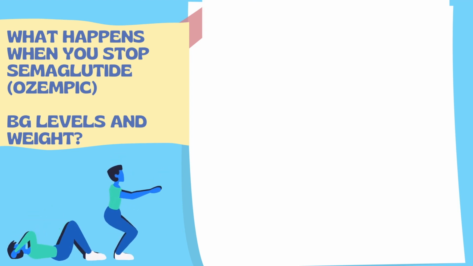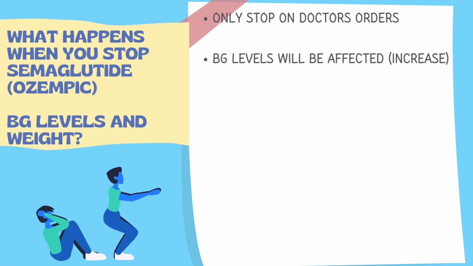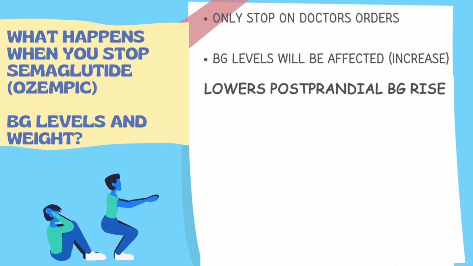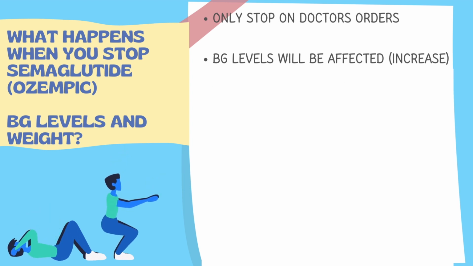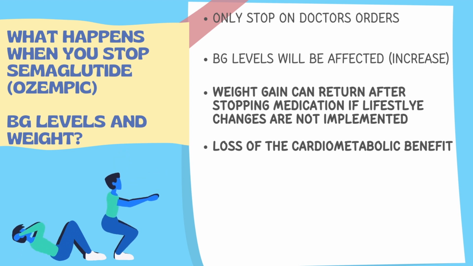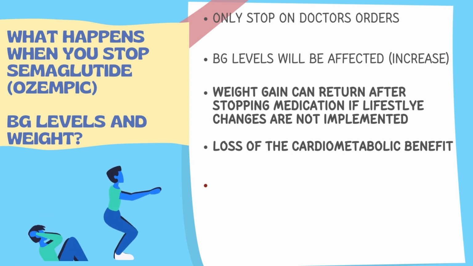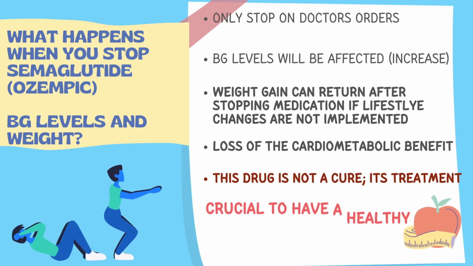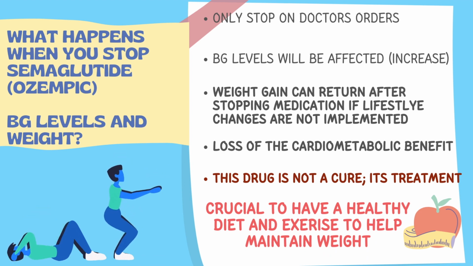Here's another question. What happens when you stop semaglutide or Ozempic? What happens to the blood glucose levels, and what happens to the person's weight? First and foremost, only stop on the doctor's orders. Generally, if it's stopped, the blood glucose levels will be affected and likely will increase. Remember, semaglutide helps in reducing the postprandial blood glucose rise. So after we eat, this drug plays a key role in reducing that spike in blood glucose. Weight gain can return after stopping the medication, especially if lifestyle changes such as diet or exercise are not implemented. And remember, this class of medication can also have cardiovascular benefits, and by stopping the medication, you're losing the cardiometabolic benefit. Remember, this drug is not a cure, it's just a treatment. So it's crucial to have a healthy diet and exercise regularly to help maintain a healthy weight and reduce the chances of weight regain.